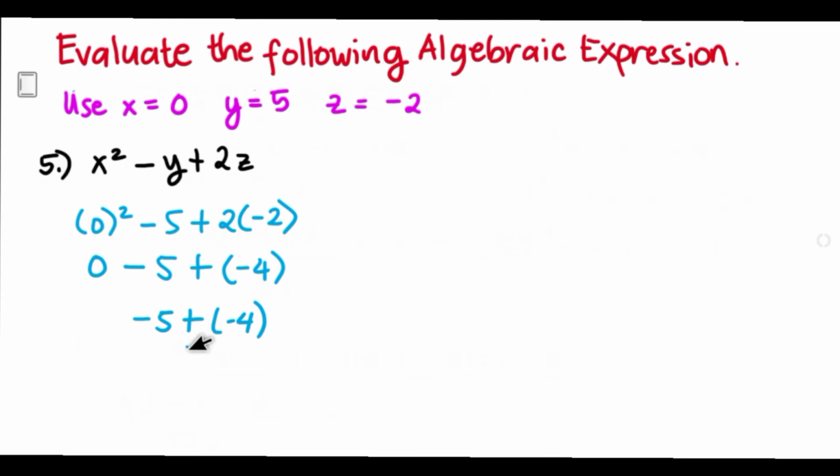Negative 5 plus negative 4, parehas po ng sign. So, add natin yan. 5 plus 4 is 9. And then, common sign is negative. So, the answer is negative 9. Ayan po ang tamang sagot. Negative 9.